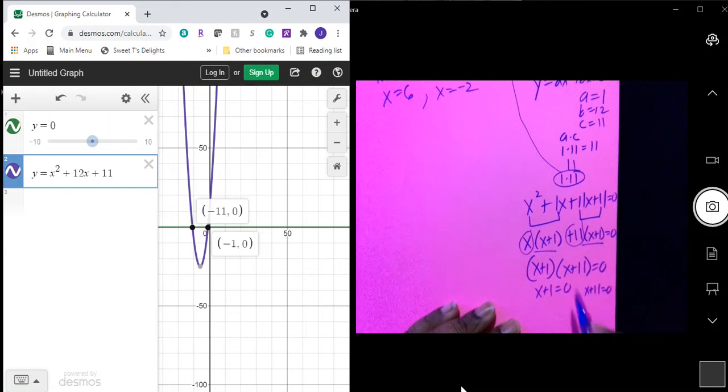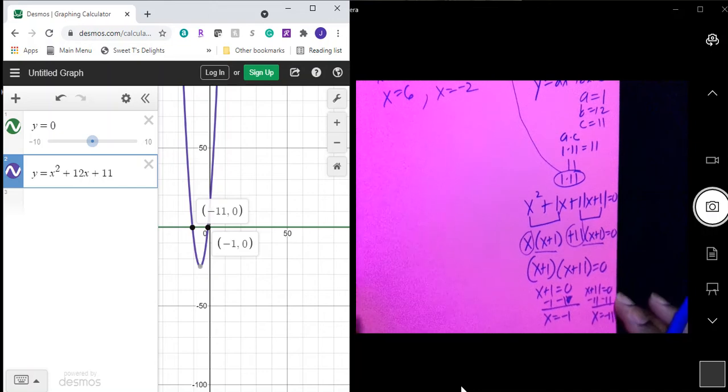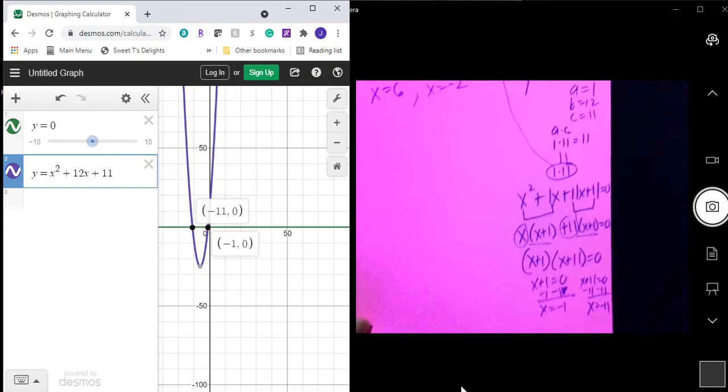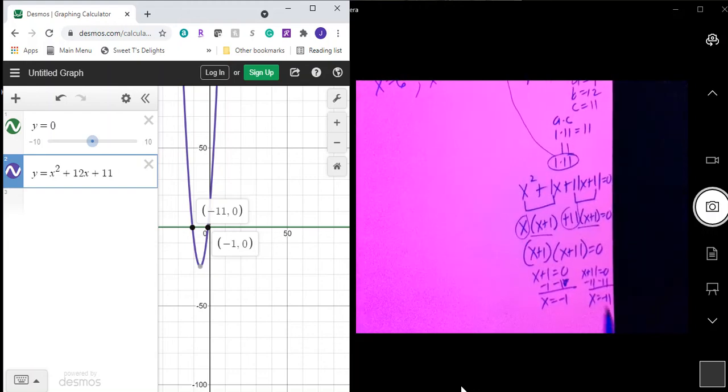And then solve. Subtract 1 on both sides, and x is negative 1. Subtract 11 on both sides, and x is negative 11. Which is what we got up here when we put it in the calculator. That's an alternative method. Okay, next.